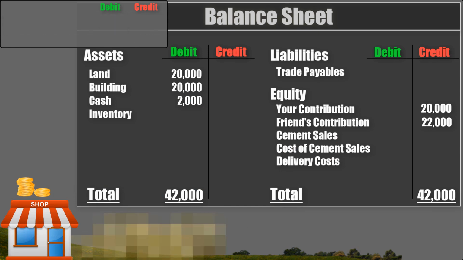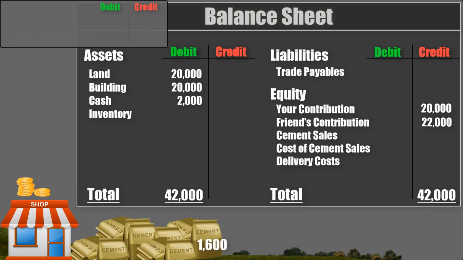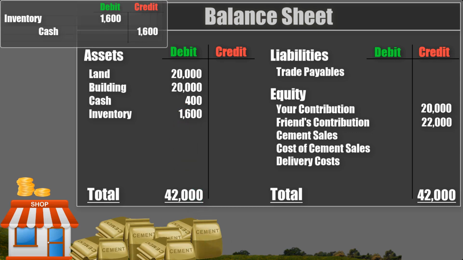Then you bought inventory for cash. You bought 16 bags of cement for 100 each. We debit inventory and credit cash. See the way we are writing down these transactions? These are called journal entries. Journal entries are just the recording of accounting transactions.